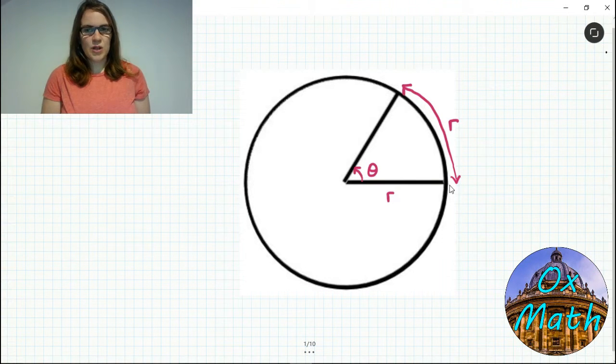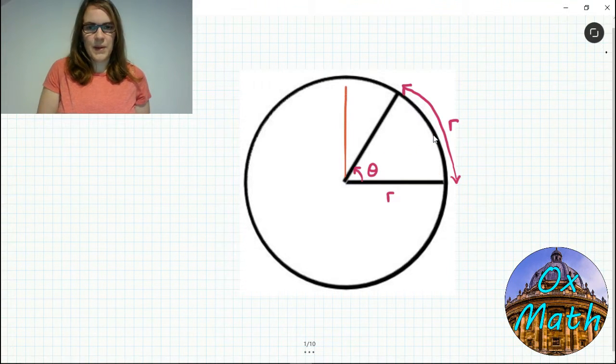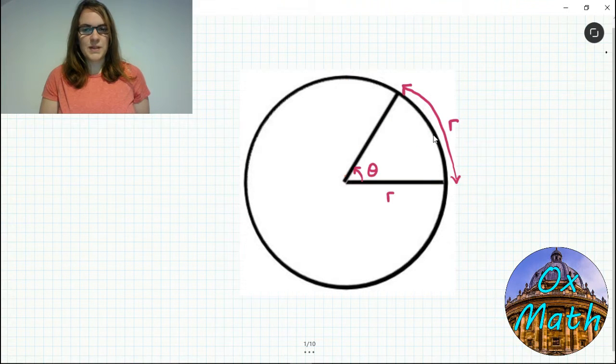Now this is only true because I have specifically chosen my angle to give me an arc length equal to the radius. If I instead had a smaller angle like this, then our arc length would have been quite substantially less than r. Or if I'd chosen a bigger angle like this, then our arc length would have been greater than r. So this is a special case, and I have specifically chosen the angle that gives me an arc length that is equal to the radius.